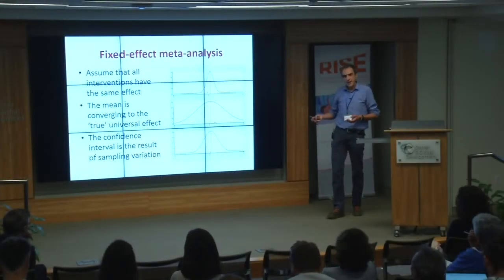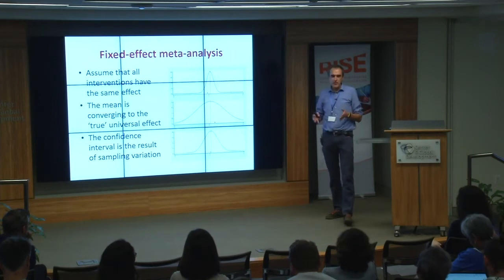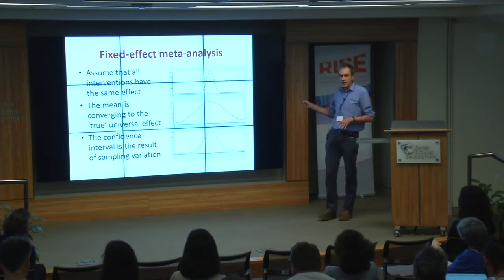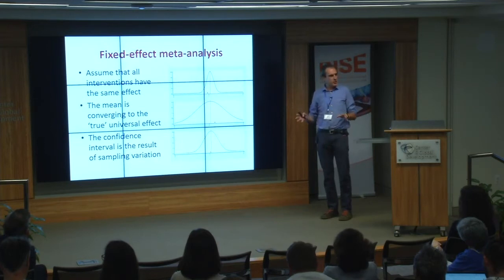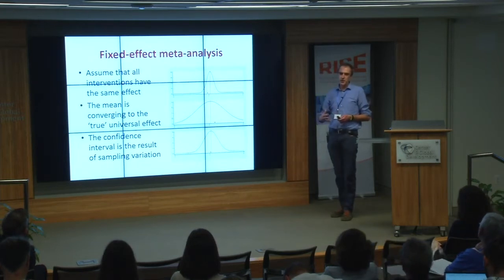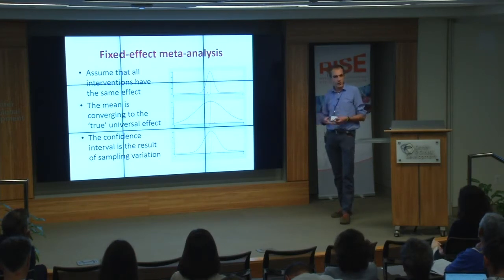So in a fixed effect meta-analysis, you start with the assumption that there is one general, true, universal effect that applies everywhere to everybody. So different studies might have different sampling distributions, but they're estimating the same effect. And therefore, as you produce more studies, your results, on average, in expectation, will converge to the real, true, universal mean.